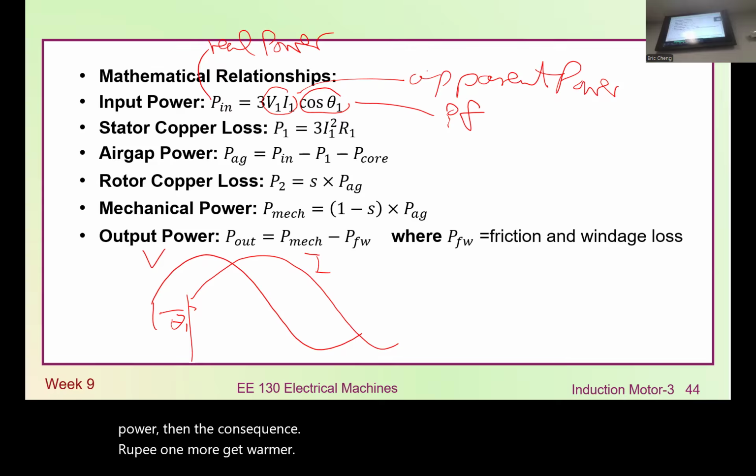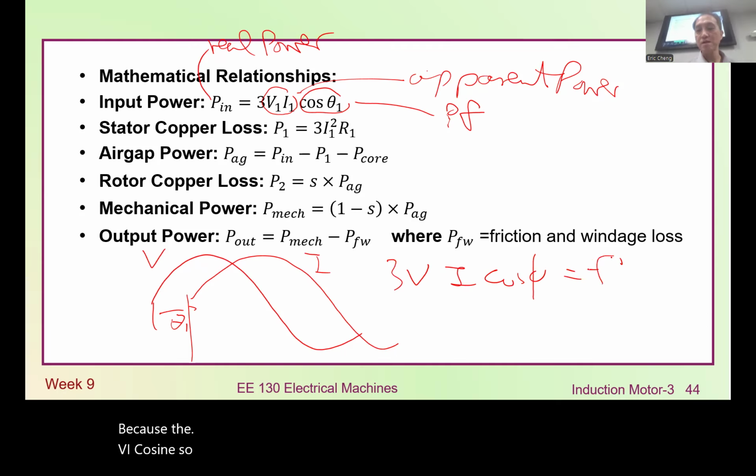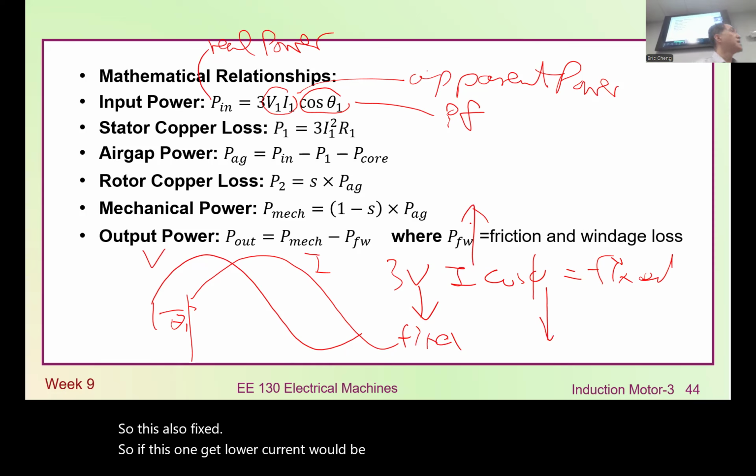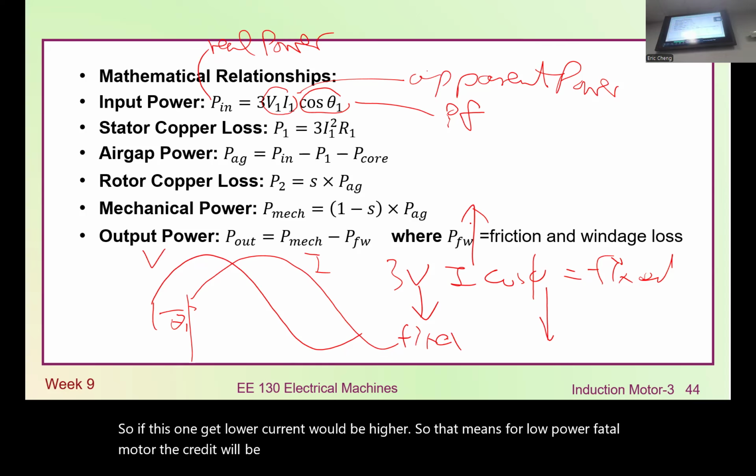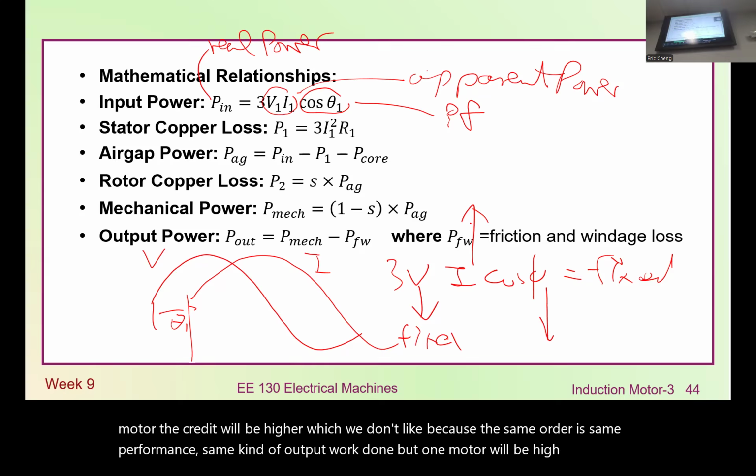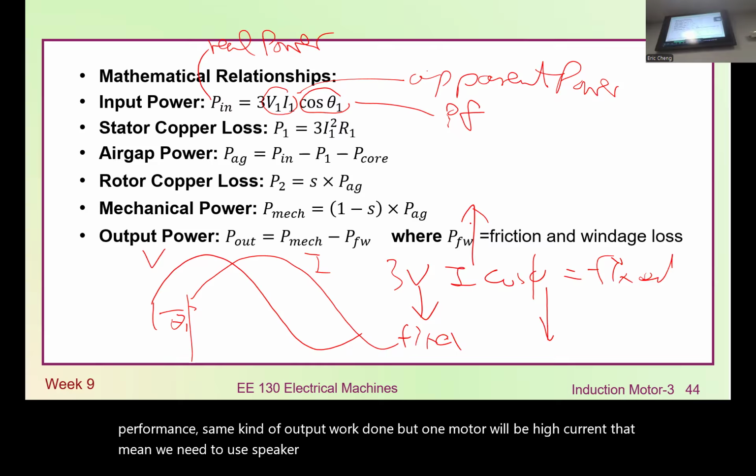The key thing is that V I cosine is fixed, so if the power factor gets lower, the current will be higher. That means for the low power factor motor, the current will be higher, which we don't like. The motor has the same performance and the same output work done, but one motor will draw high current. That means we need to use a bigger cable, and prepare for more power losses and heat dissipation.